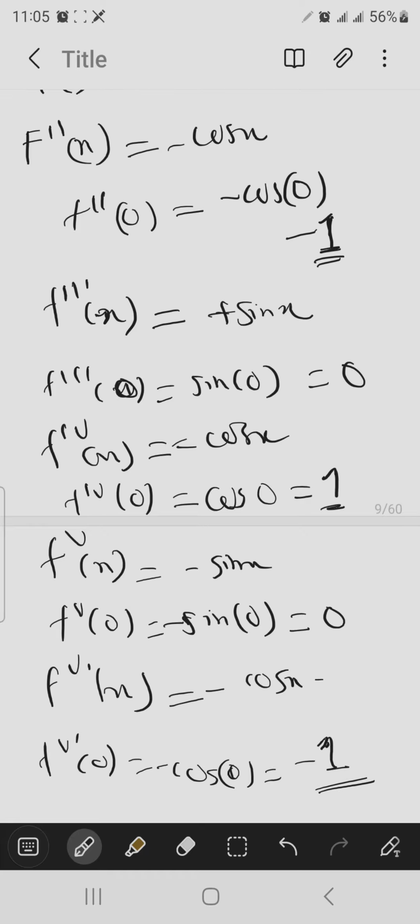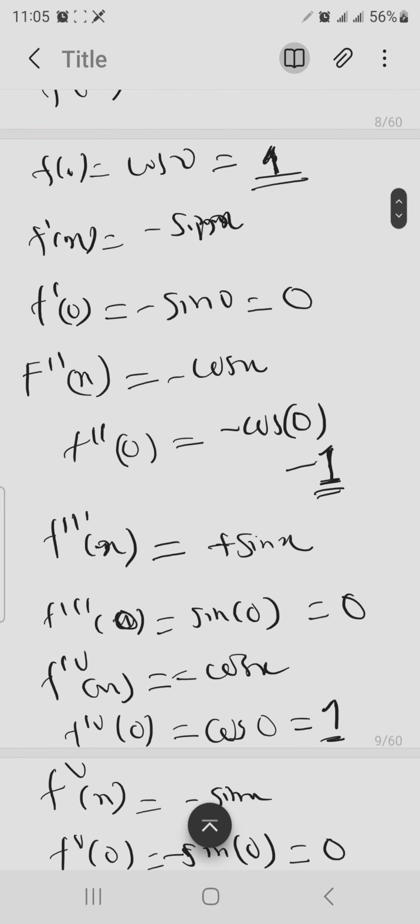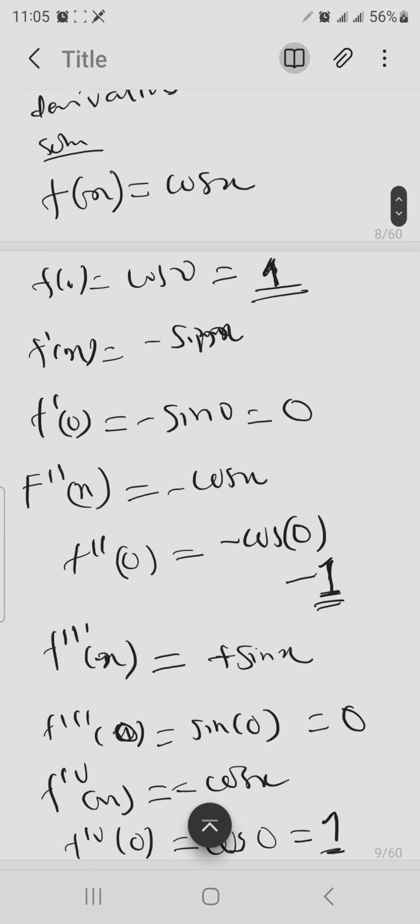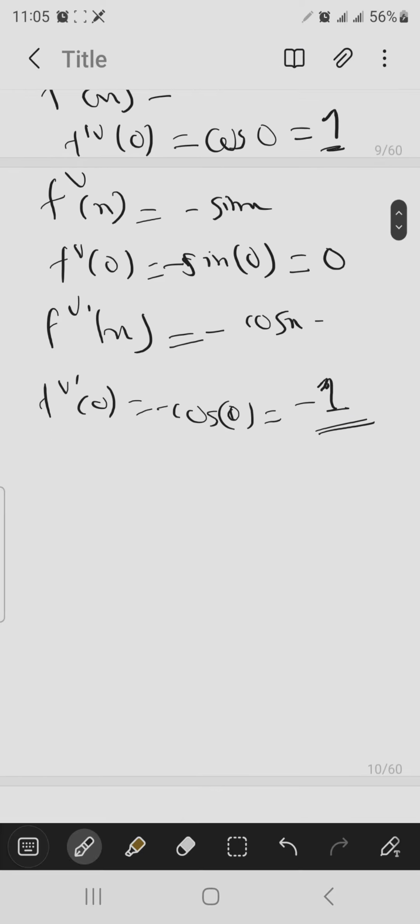So now we are done with all this. One thing you must know here is that you must know f prime of 0, f double prime of 0, f triple prime of 0, and so on and so forth. Now the formula for the Maclaurin series we all know.